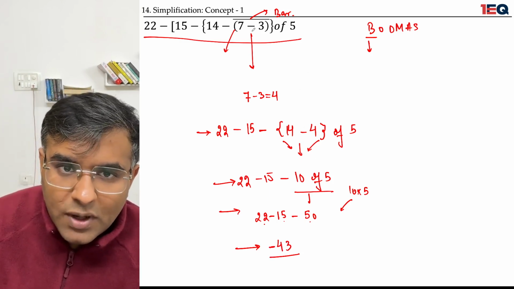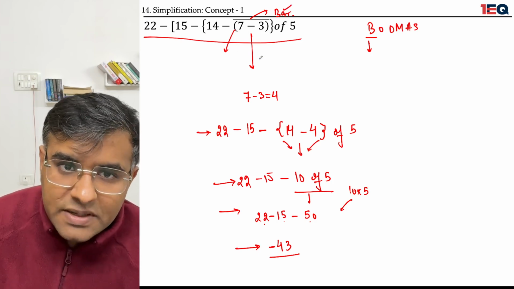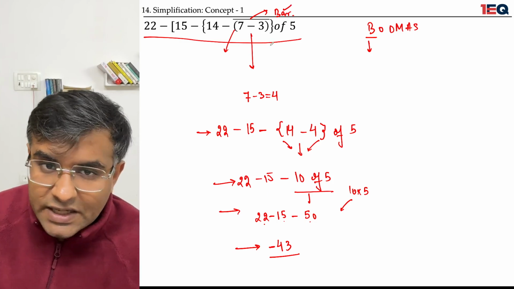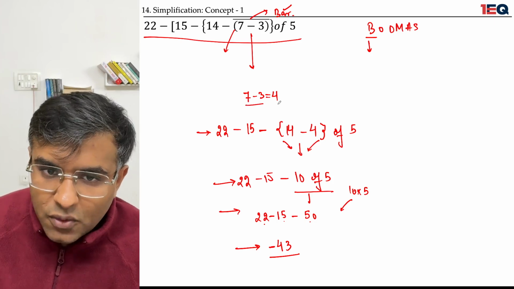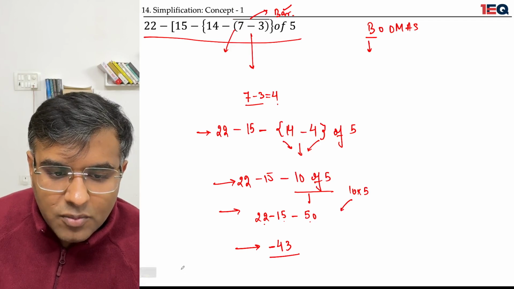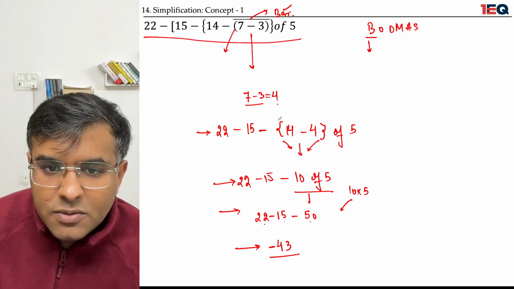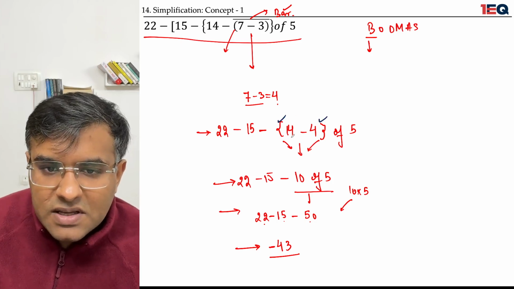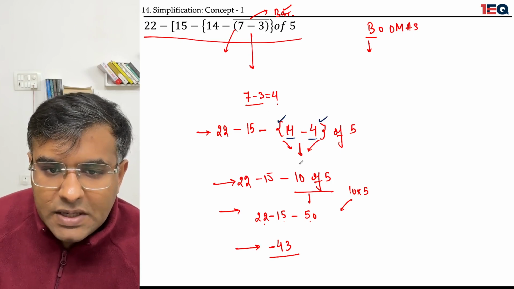I'll take you through it one more time. There is a bar which I need to solve at first, and there are also curly braces and round braces which I need to solve first. So I solve this out. 7 minus 3 is equal to 4. Then I move on to the point where these curly braces need to be solved. So these two curly braces are solved in this manner. 14 minus 4, which gives me 10.